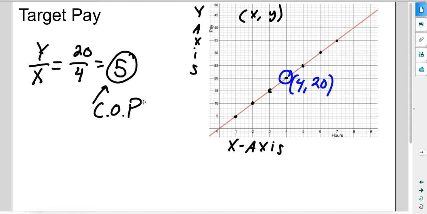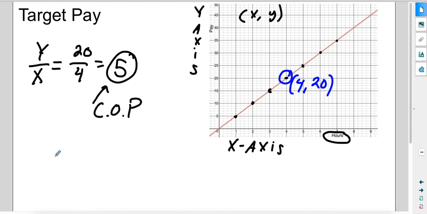If I wanted to write an equation about this, it's going to be similar to what it was. I know my hours is going to be independent, because we read our graphs going left to right, and we can tell, well, if we want to work 4 hours, if we want to work 9 hours, that's completely up to us. The pay is determined by the hours in combination with how much we make per hour.